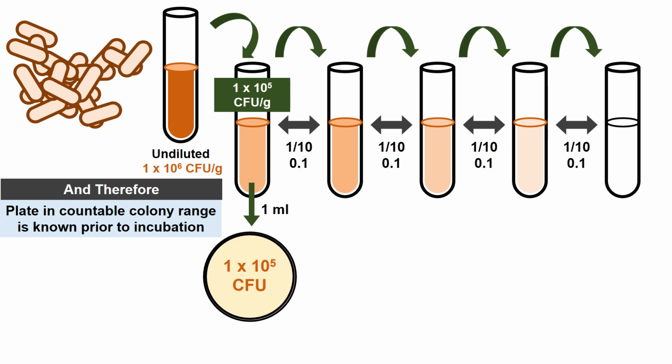100,000 CFUs? Well, hey, that's way above the colony counting range of 30 to 300. Okay, so we're going to disregard this. Remember, we're only looking for one plate. Only one plate is going to be between 30 to 300, and 100,000 is not it.